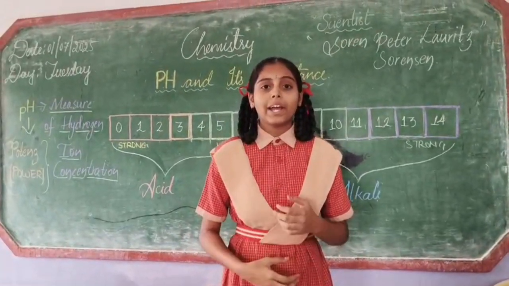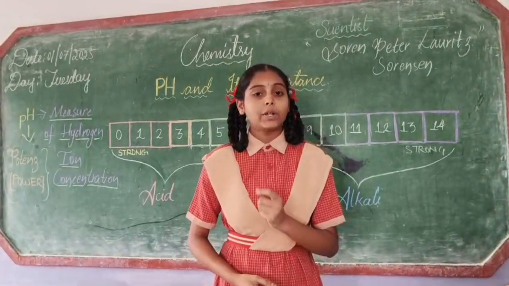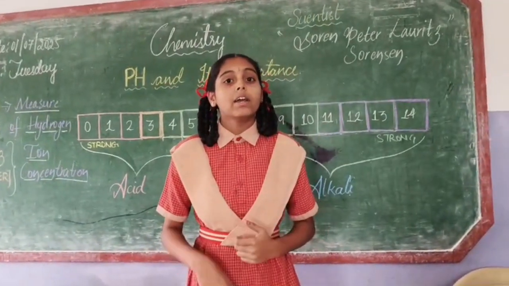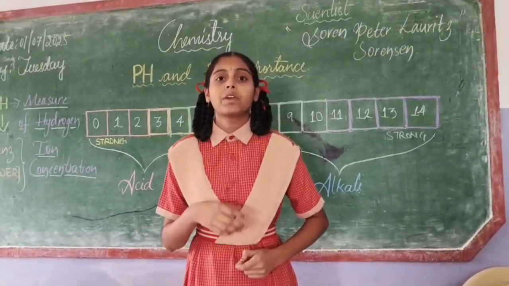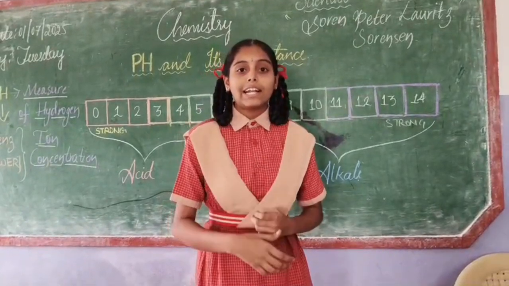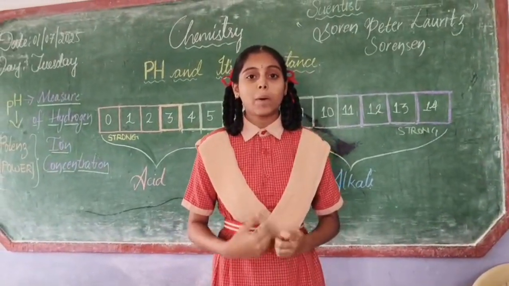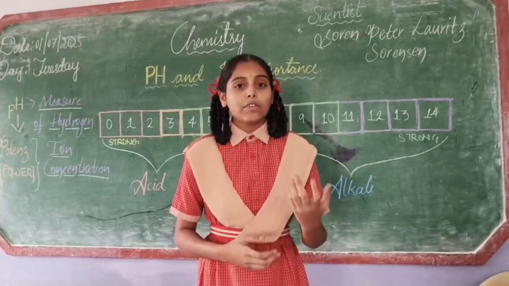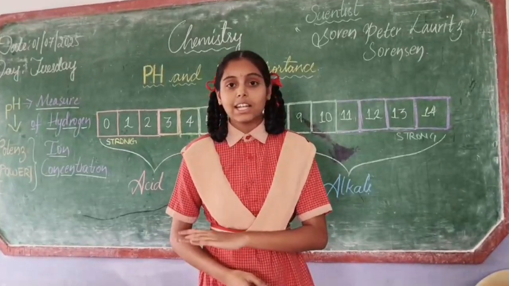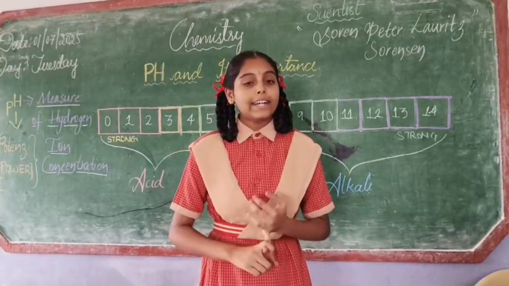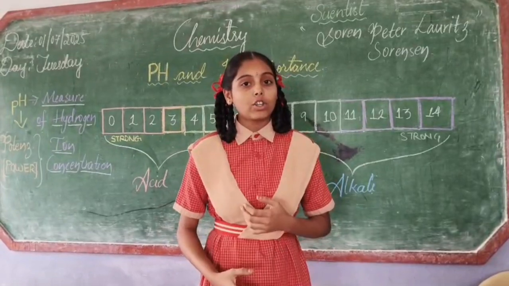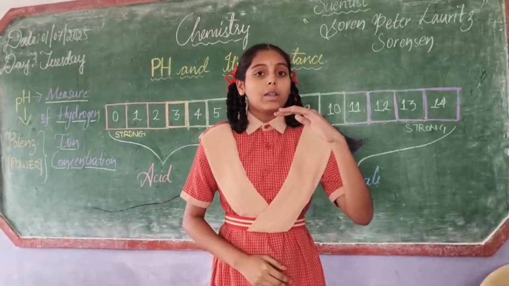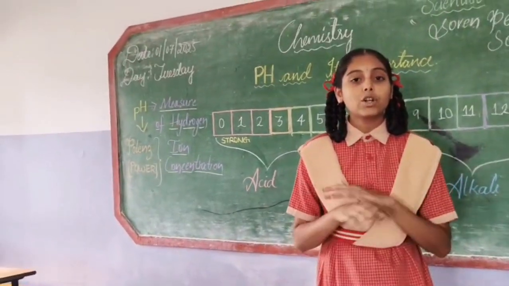In our body, the pH ranges from 1.5 to 3.5. If the pH is more in our body, it leads to heartburn, acidity and stomach ulcers, mainly alkalosis. And if the pH is less in our body, it leads to indigestion and overgrowth of bacteria, mainly acidosis. So the pH should be neither more nor less, it should be balanced.